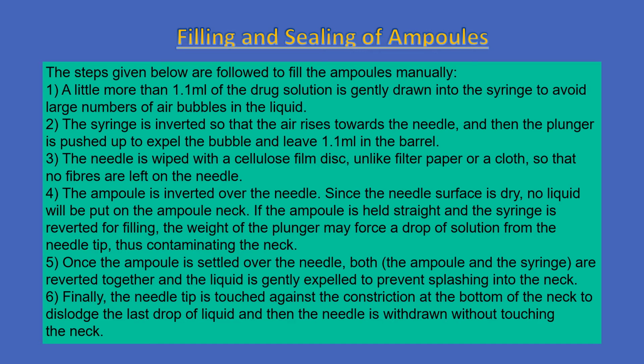In this, the steps given below are for filling of ampoules manually. A little more than 1.1 ml of drug solution is gently drawn into the syringe to avoid a large number of air bubbles in the liquid. Then the syringe is inverted so that air rises towards the needle and then the plunger is pushed up to expel bubbles and leave 1.1 ml in the barrel. The needle is wiped with a cellulose film disc, unlike filter paper or a cloth, so that no fibers are left on the needle. The ampule is inverted over the needle.